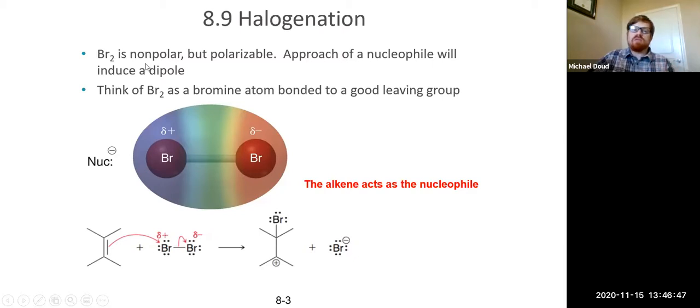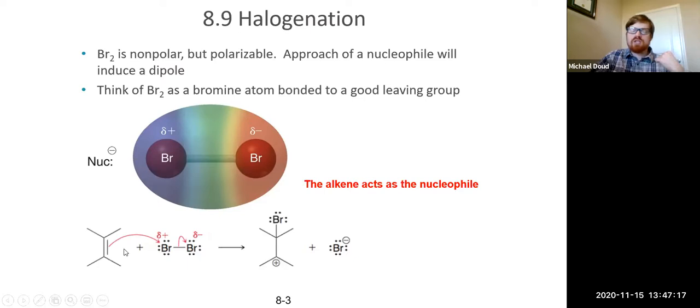Bromine itself is nonpolar, but it's a very big molecule, and big molecules are what we call polarizable. If a nucleophile approaches it, it's going to push the electron density away from it, and it can create a dipole, sort of like an induced dipole, if you remember talking about dispersion forces in the past. As the nucleophile approaches, the electrons shy away, and that leaves you with a partial positive side on one bromine. And sure enough, that's exactly what happens.